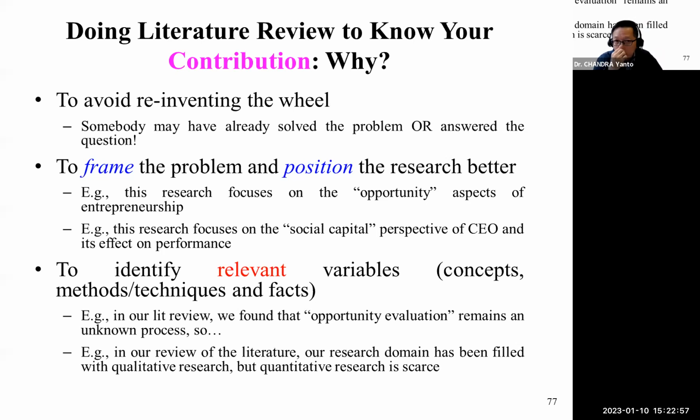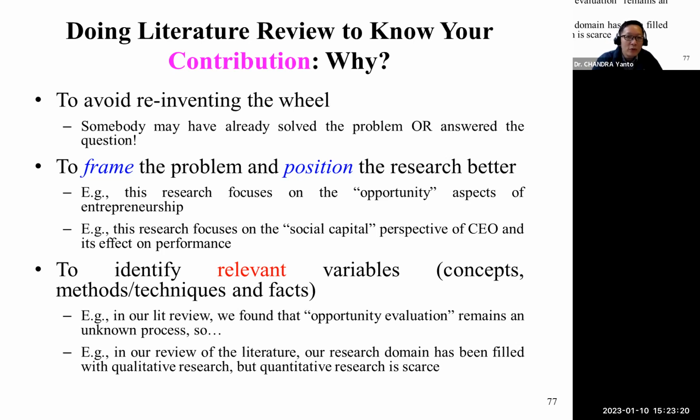So if you do a literature review, the first reason is you don't want to reinvent the wheel, meaning you don't want to redo what people have done. If a particular research problem has been discussed, answered and published widely for a long time, then why do you want to repeat that? You don't want to do that, right?